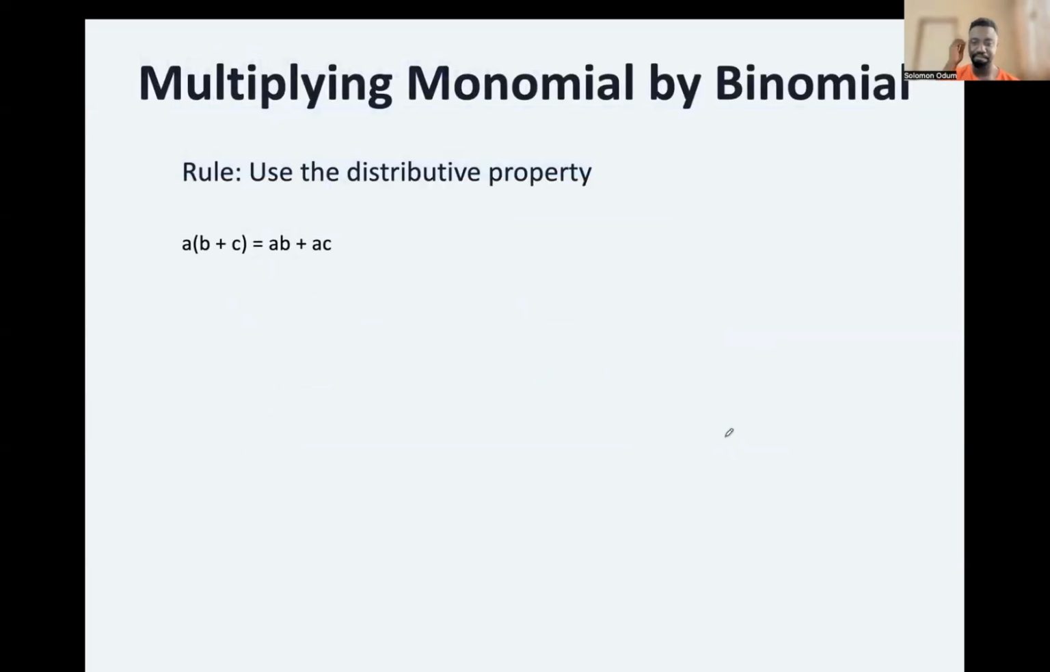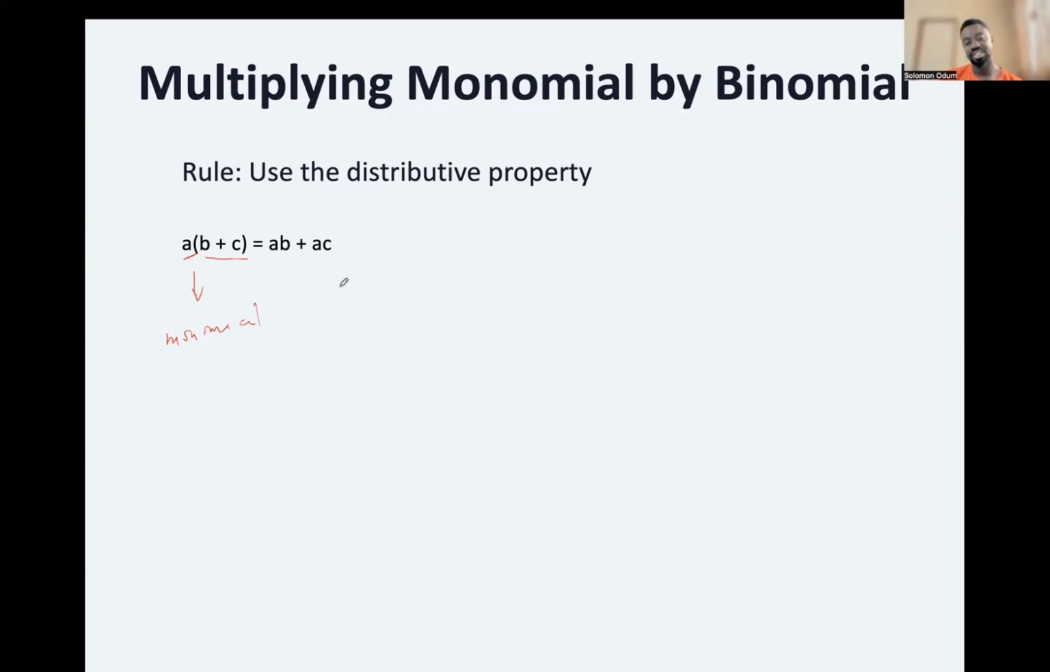Now we have seen how to multiply a monomial by a monomial. Next, we will multiply a monomial by a binomial. Here a is a monomial, because it is one term. But b plus c is a binomial, because it has two terms.